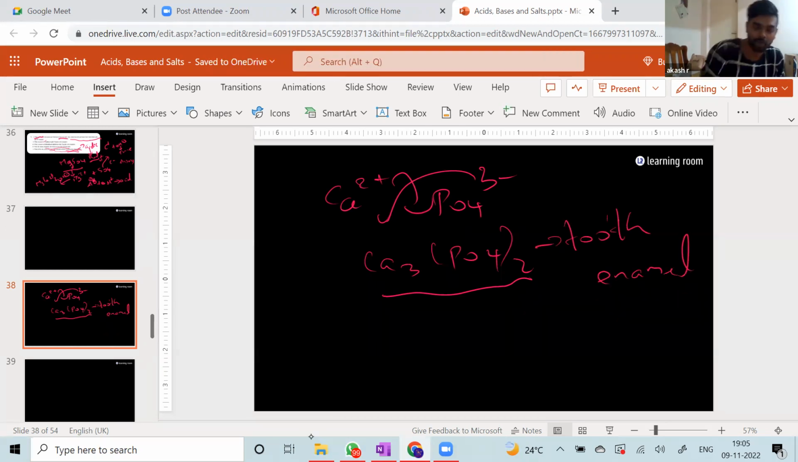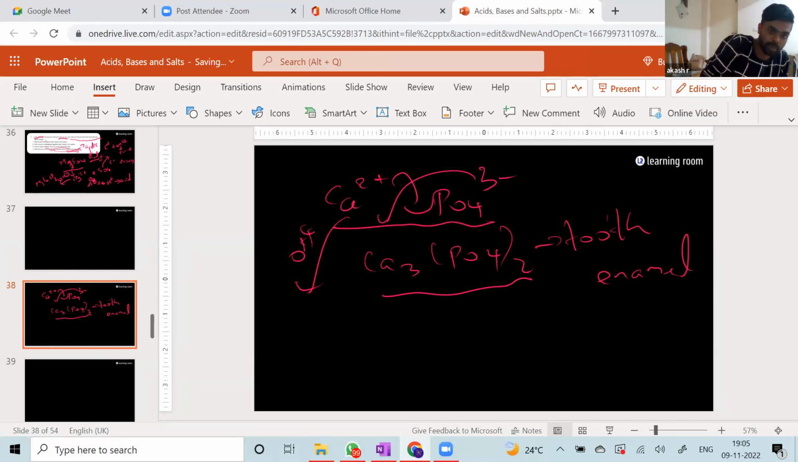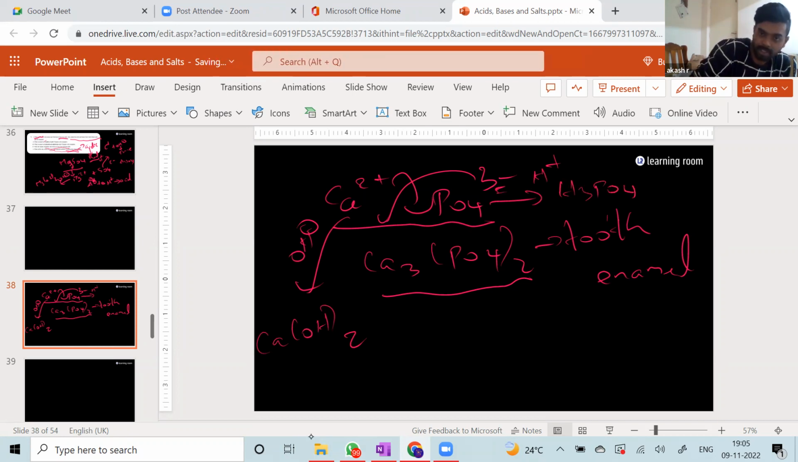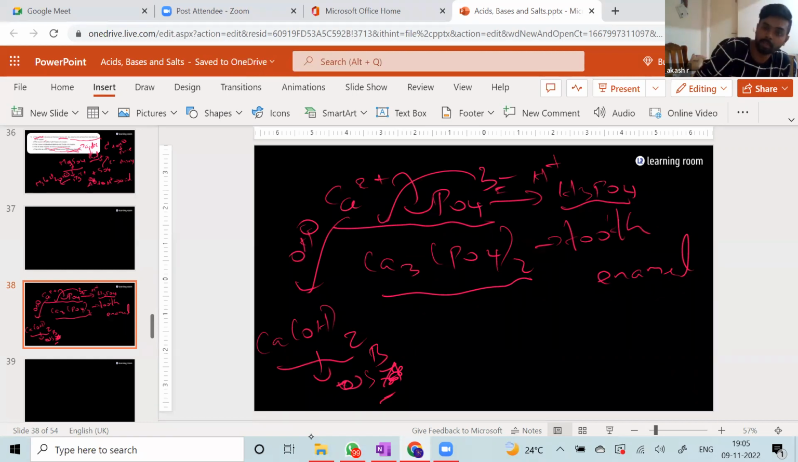Now, again, we know what are the cations and anions present. To the cation, we add OH minus, so obviously we get Ca(OH)2. And to the anion, we add H plus, so obviously we need 3 H plus ions, and the thing formed is H3PO4. This would have been the acid, and Ca(OH)2 would have been the base reactant. I know Ca(OH)2 is a strong base, and H3PO4 is a weak acid. So definitely, this is going to be a basic salt.